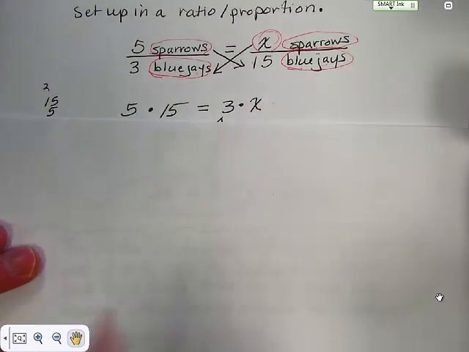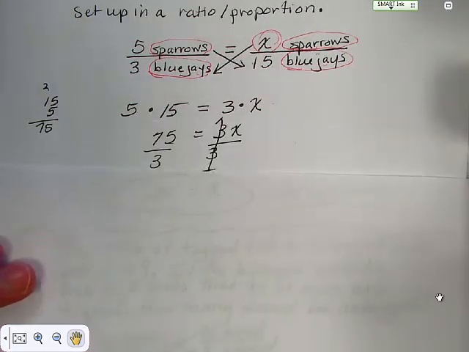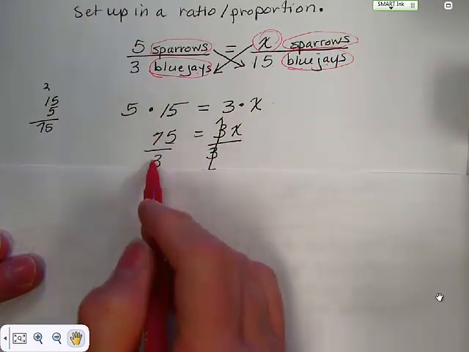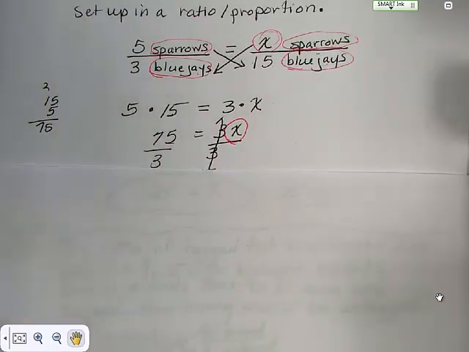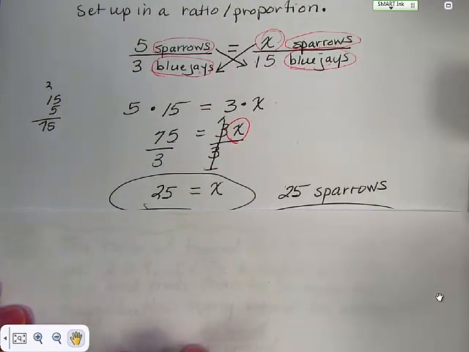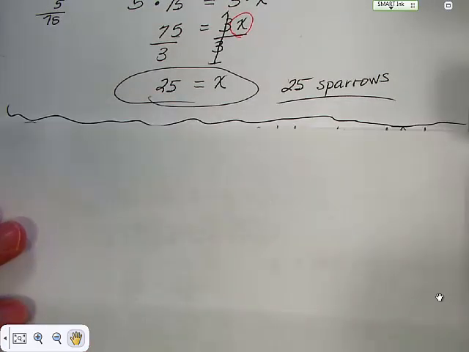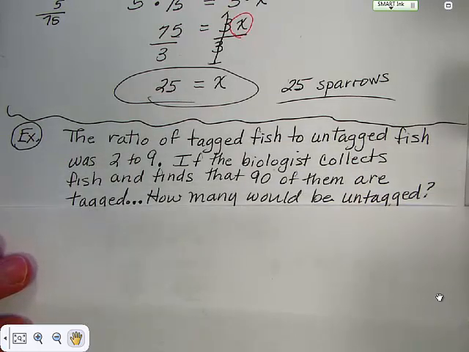5 times 15 equals 3 times x. 75 equals 3x, and then you're going to divide both sides by 3 because you want to get x by itself. When you divide 75 by 3, you get 25. Therefore, the answer to the question, how many sparrows are there? There are 25 sparrows.